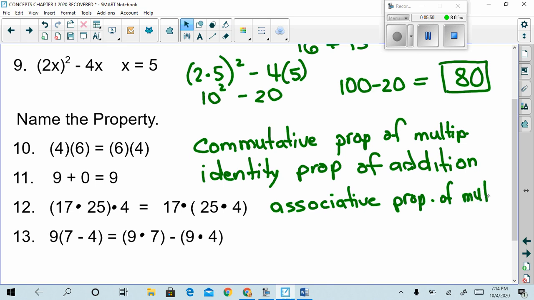Now, again, why do we use these properties? Well, take a look at this. It's easier for me to multiply 25 times 4 to get 100 times 17 versus 17 times 25. It helps us with our mental math. Last one. I have 9 times the difference of 7 minus 4 equals 9 times 7 minus 9 times 4. And if you said distributive property, you are correct. Distributive property could be with either addition or subtraction.